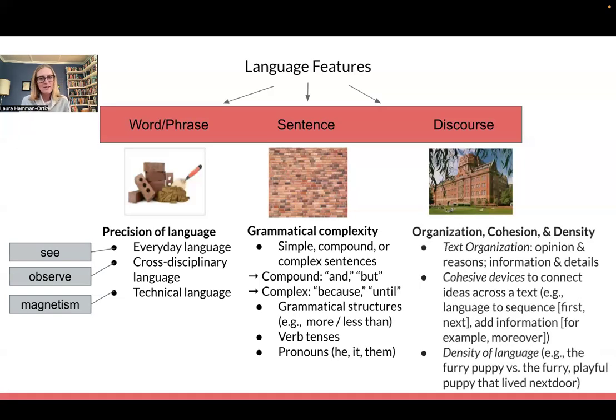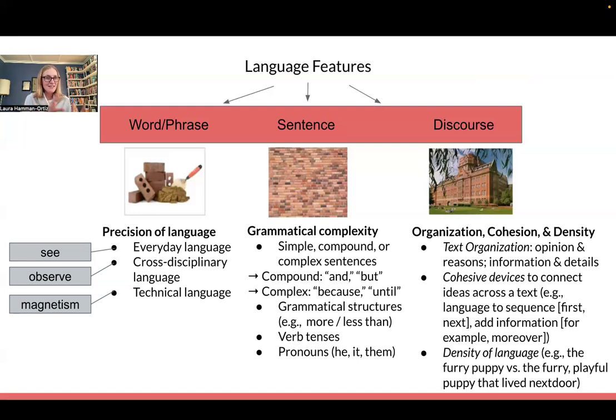And then for discourse level, how we're organizing the text, how coherent it is, the cohesive devices we use to connect ideas. So for an explanation, if we're explaining how something happens, like how a caterpillar becomes a butterfly, we would need to use sequential language to do that, right? But if we're writing a report about wolves, we don't need to use sequential language.